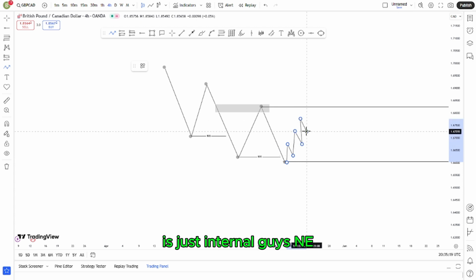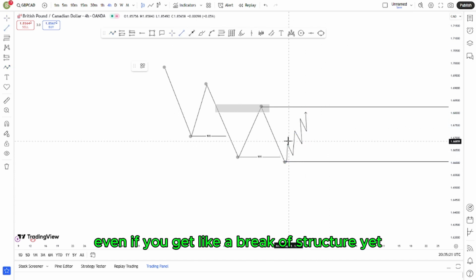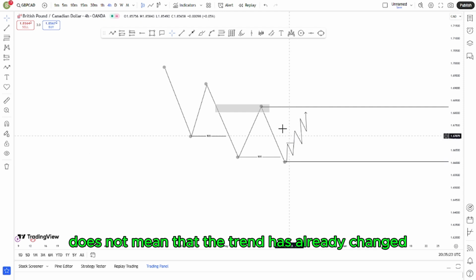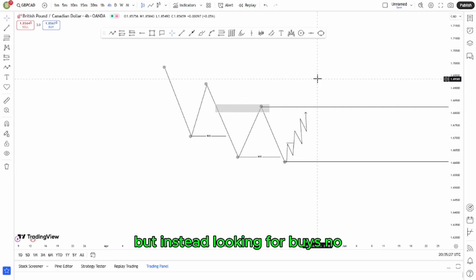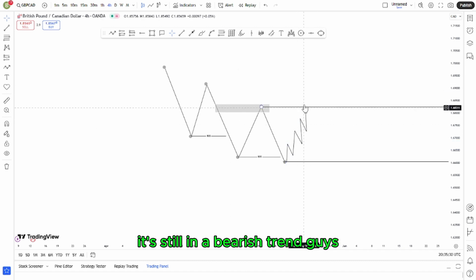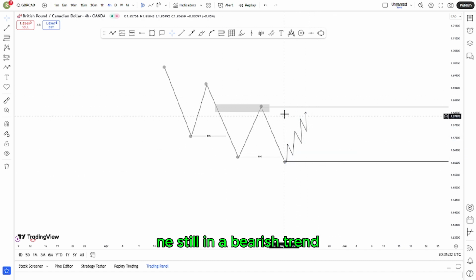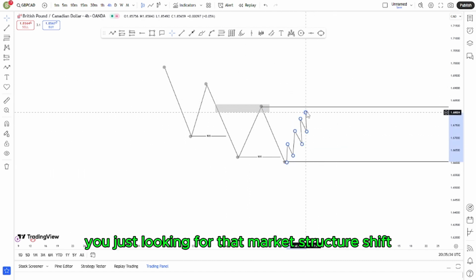From this high to this low here is your trading range, and then whatever happens within this area is just internal, guys. Now even if you get a break of structure here, it does not mean that the trend has already changed, whereby you are no longer looking for sales but instead looking for buys. No, it's still in a bearish trend, guys. You're just looking for that market structure shift.